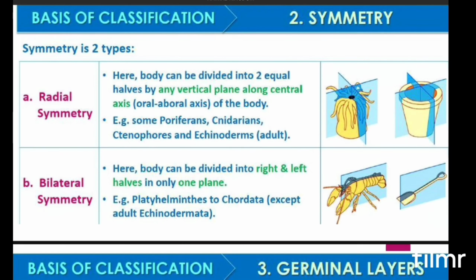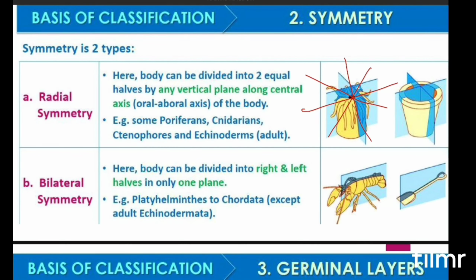Radial symmetry is when the body can be divided into two equal halves along any vertical plane which must pass through the central axis. That is the only importance. This is a sea anemone. If you divide it along any axis which must be passing through the central axis, you will get two equal halves. Then we will say that they obey radial symmetry, right?